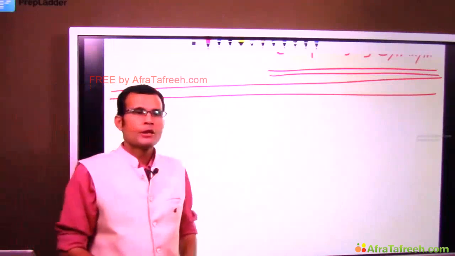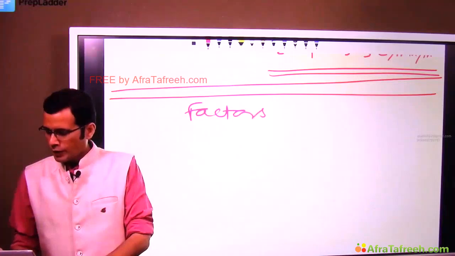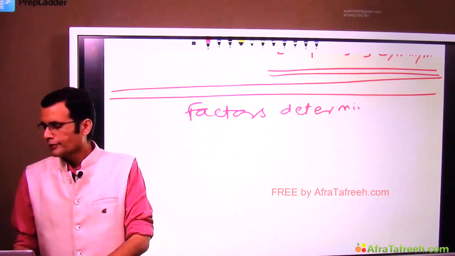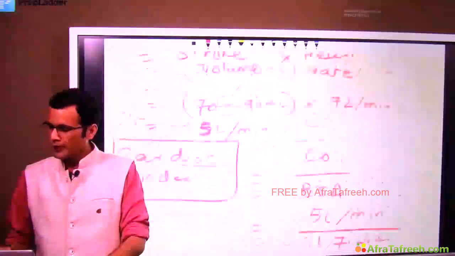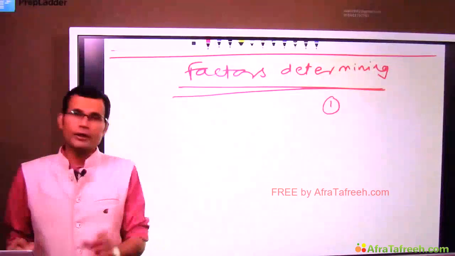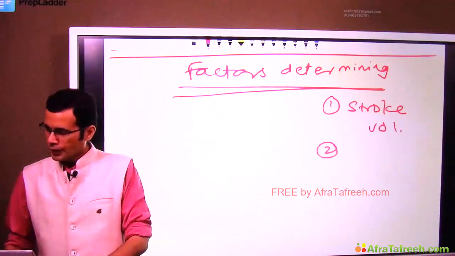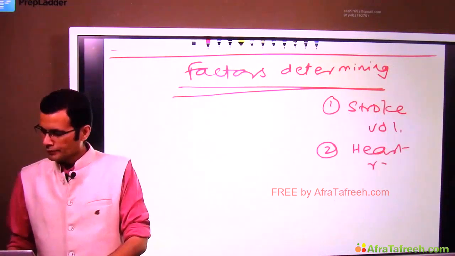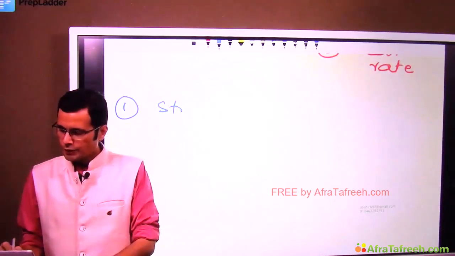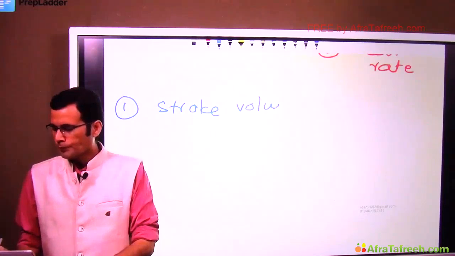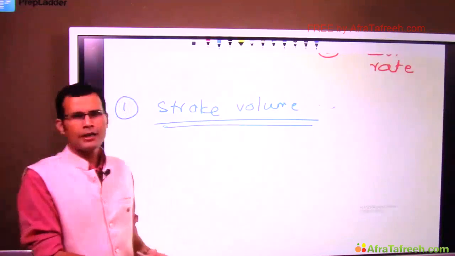Next point, factors determining the cardiac output. And we already have two factors with us, isn't it? Cardiac output is a product of stroke volume and heart rate. So we already have two factors that determine the cardiac output, the stroke volume and the heart rate. So let's look at these factors one by one, starting with stroke volume. I mean, it's very obvious that higher the stroke volume, greater will be the cardiac output. Very obvious.